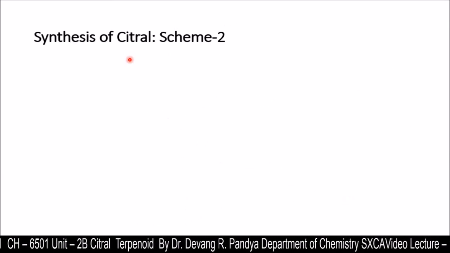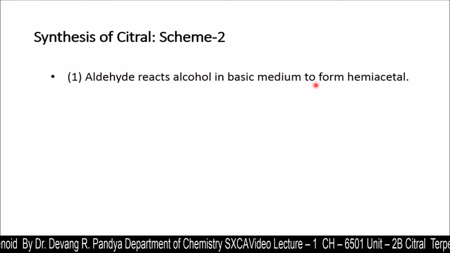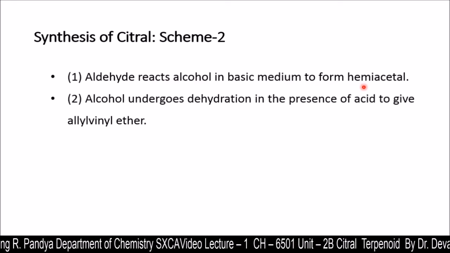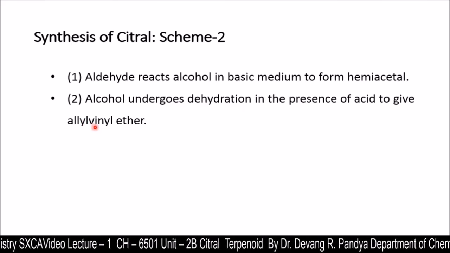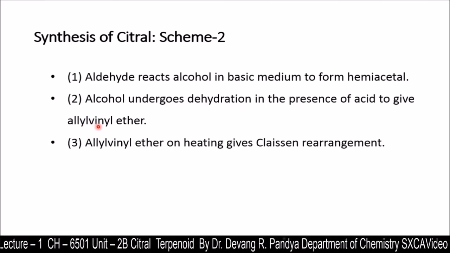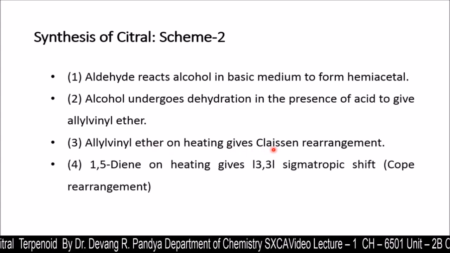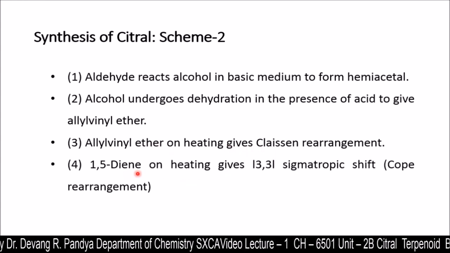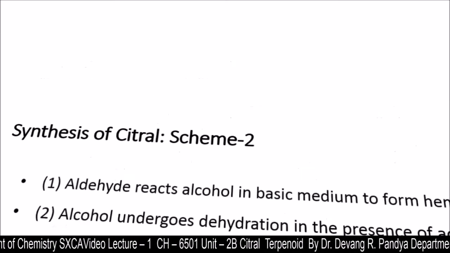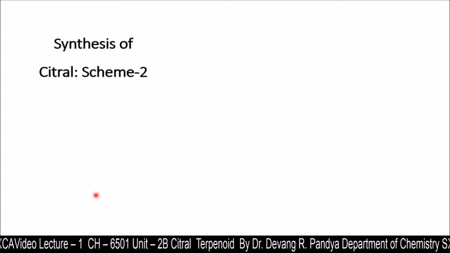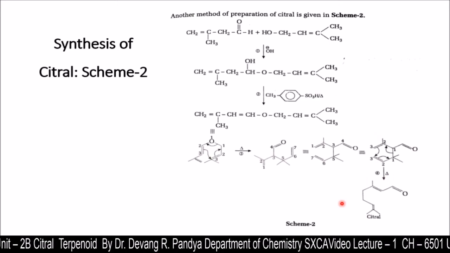Now synthesis of citral by scheme 2. There are also different steps. Step 1: aldehyde reacts with alcohol in basic medium to form hemiacetal. Then the alcohol undergoes dehydration in the presence of acid to give allyl vinyl ether. The allyl vinyl ether on heating gives Claisen rearrangement. Then the 1,5-diene on heating gives a 3,3 sigmatropic shift, that is a Cope rearrangement, and that scheme is like this one. So that way we can get citral as well.